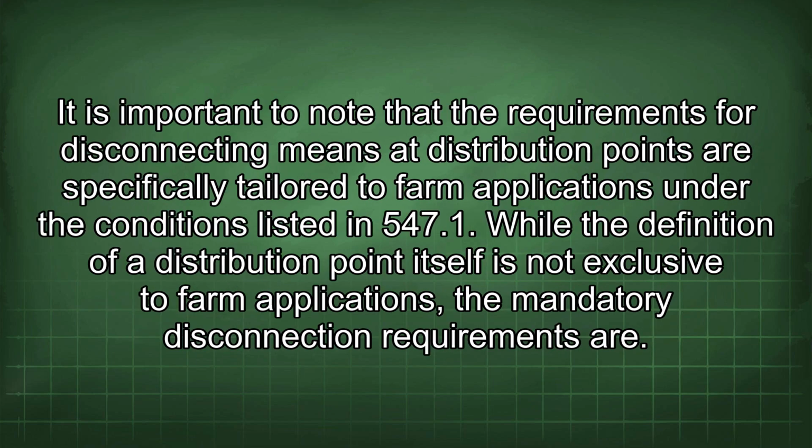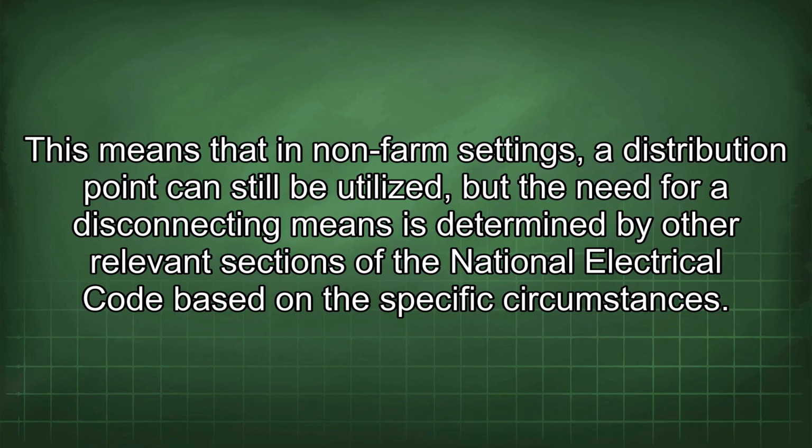It is important to note that the requirements for disconnecting means at distribution points are specifically tailored to farm applications under the conditions listed in 547.1. While the definition of a distribution point itself is not exclusive to farm applications, the mandatory disconnection requirements are. This means that in non-farm settings, a distribution point can still be utilized, but the need for a disconnecting means is determined by other relevant sections of the National Electrical Code based on the specific circumstances.